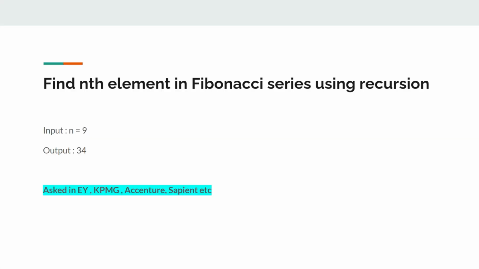Okay, so now let's jump into the second question, and this is the most important question. That is, we have to find the nth element in the Fibonacci series using recursion. For example, let's suppose we have a Fibonacci series, and we have to find the element in the ninth position. So our output should be 34. And this question has been asked in EY, KPMG, Accenture, Sapient, and many other companies. So now let's see how we can do this.